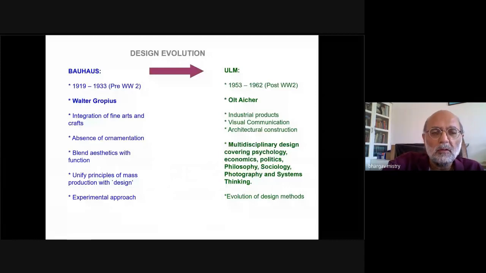Bauhaus was a school which started in 1919 in Germany, and it had a short life. It lasted till 1933, when Nazi Germany stopped this school of arts because they thought arts and design were meaningless. Walter Gropius was the person, and the idea in Bauhaus was integration of fine arts and crafts, absence of ornamentation, blending aesthetics with function, unifying the principles of mass production using design, and an experimental approach, meaning learning through doing, hands-on experiences. Now, this was Bauhaus.